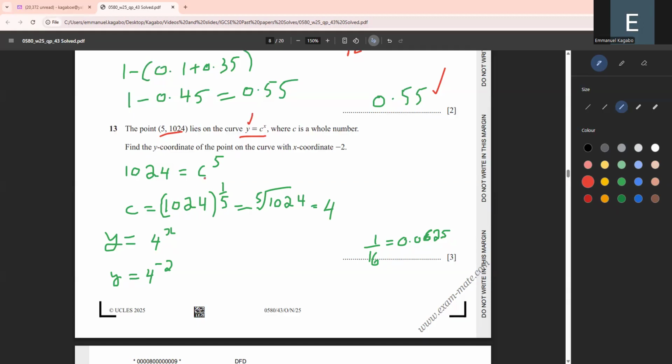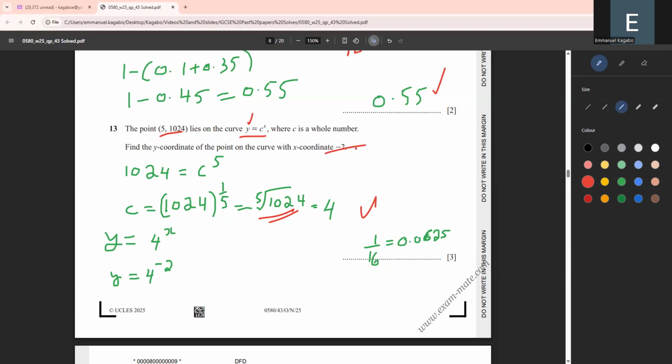Now, when you reach here, there are 2 ways you can do this. I decided to do it this way: the reverse of power 5 is c to the power 1/5. Then you type this in a calculator and you get your answer as 4. Or you do the 5th root of your number, and the answer will be 4. And we have got the value of c. So y equals 4 to the power x, because c is 4.